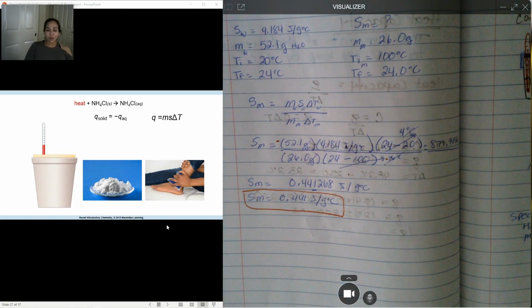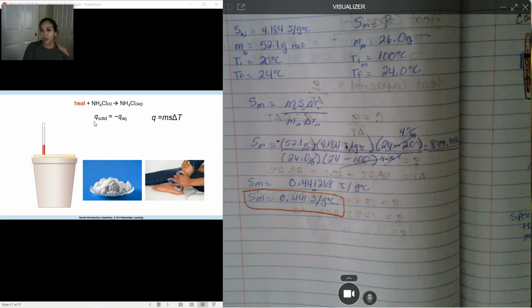Of course, it's all going to depend on how much ammonium chloride you have, and how much water you're going to be using. But you can measure the amount of heat that ammonium chloride is going to absorb using a coffee cup calorimeter experiment. So you're just going to fill it with water, add your ammonium chloride, and measure the changes in temperature. And you're going to apply the same equations that we looked at.